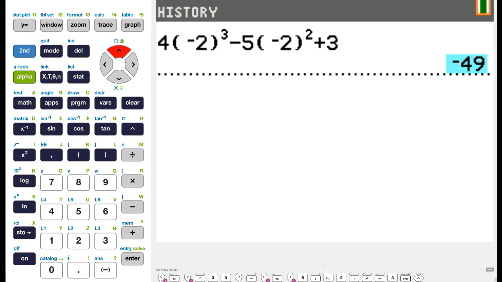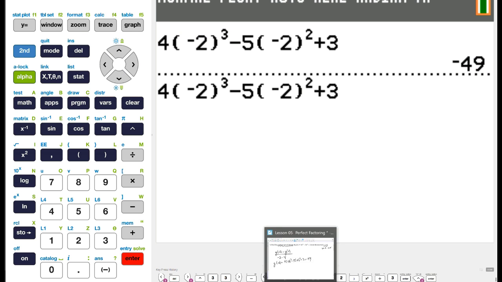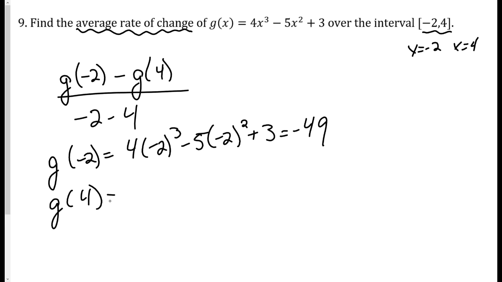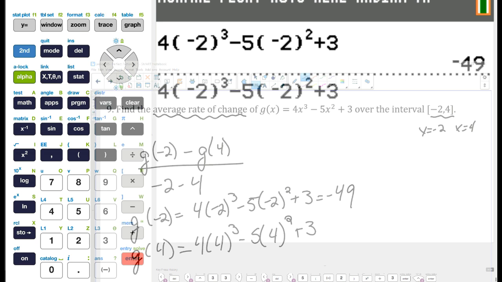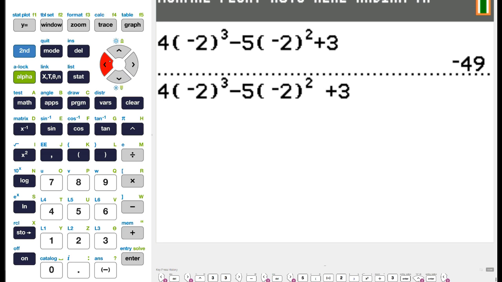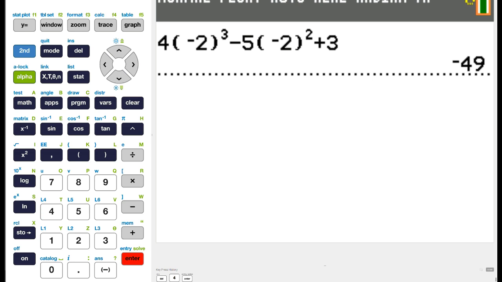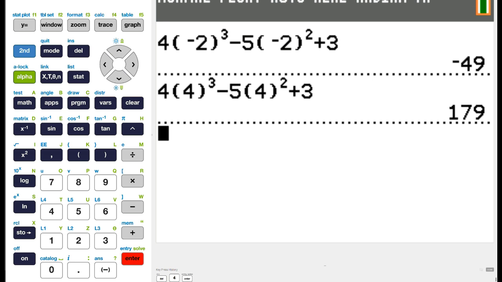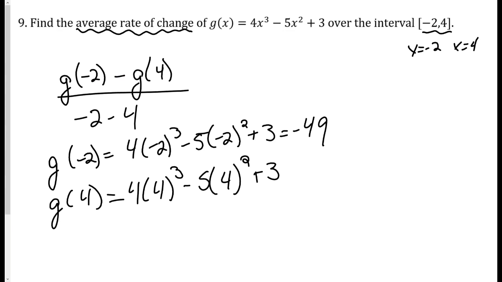And then I'm going to go back up and grab that, and now we're going to find g of 4. I'm going to plug in a 4. 4 times 4 cubed minus 5 times 4 squared plus 3. So I'm going to change all those negative 2's into 4's. You could do this by hand, but you have a calculator, so you won't make mistakes. We get 179. So those are the y values of those points.